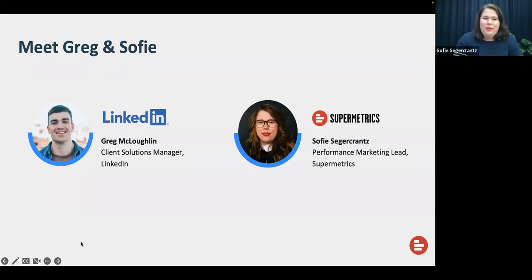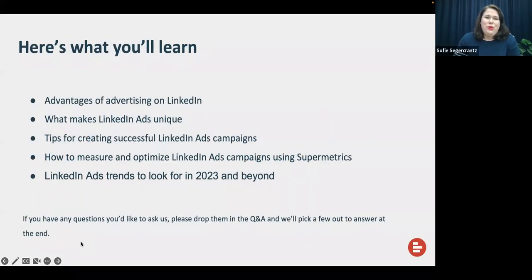We have a packed agenda for you today. Here's a bit of what we'll talk about. Greg will take us through some of the advantages of advertising on LinkedIn, what makes LinkedIn unique as an advertising platform, and some tips and tricks on successful LinkedIn campaigns. Then I'm going to talk a bit about how to measure and optimize LinkedIn ads using Supermetrics. And then we'll close off with some trends to look forward to in 2023 and beyond in B2B marketing.